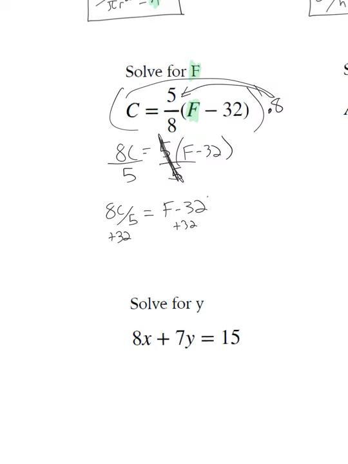So once again, on the right hand side, those 32's are going to cancel each other out, and we're left with 8c over 5 plus 32 is equal to f. So here we've isolated our f variable. Once again, all along the way, we're trying to cancel things out that are on the same side of that variable we're looking to get by itself, by using those opposite operations.